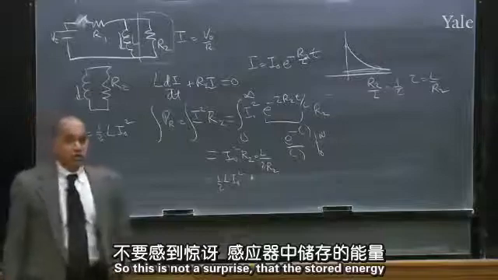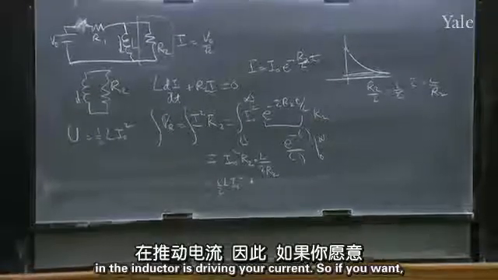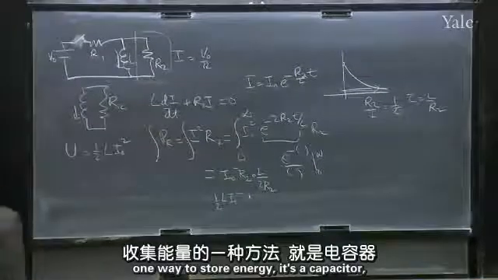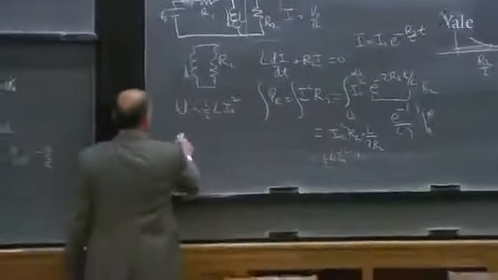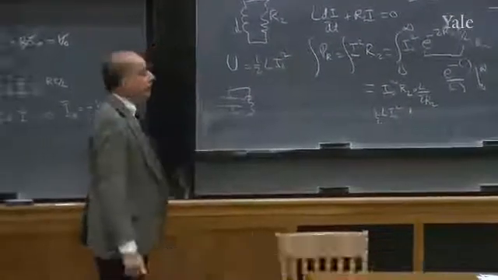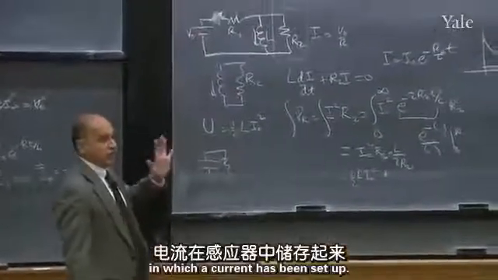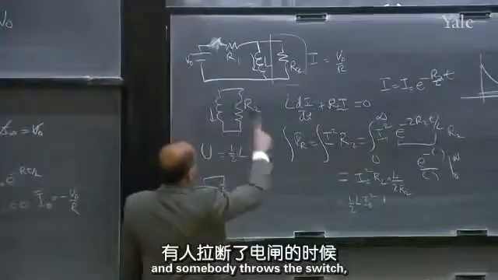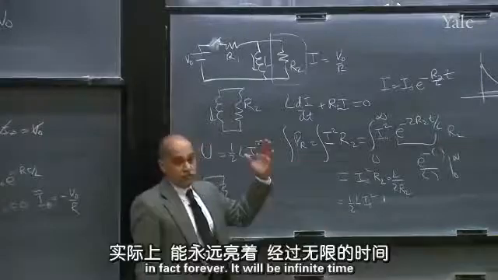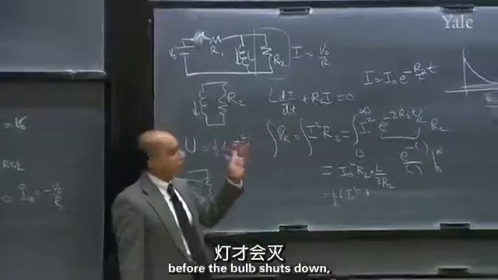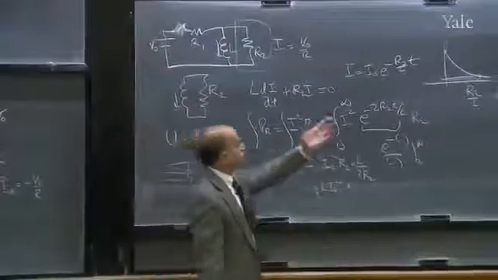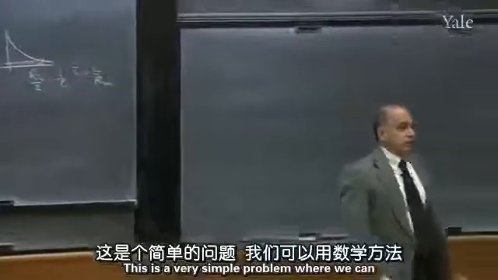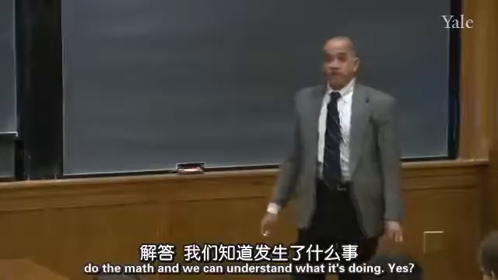That'll give you then 1/2 L I naught squared. So it is not a surprise that the stored energy in the inductor is driving a current. One way to store energy is a capacitor. You charge it and you discharge it when you want the current to flow. Or you can have an inductor in which a current has been set up. Then when the power shuts off in your house or somebody throws a switch, that inductor can keep the light bulb burning, in fact, forever. It'll be infinite time before the bulb shuts down, but you won't be able to see anything after a while because this graph is exponentially falling. Okay, this is a very simple problem where we can do the math and we can understand what it's doing.